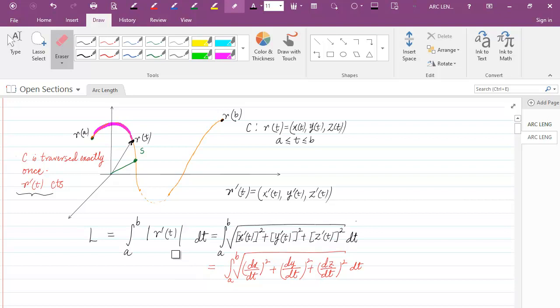And one more thing to point out here is that if I think of r of t as the position vector for a moving bug on the curve, then this integral is giving us the distance traveled by the bug from time a to time b.